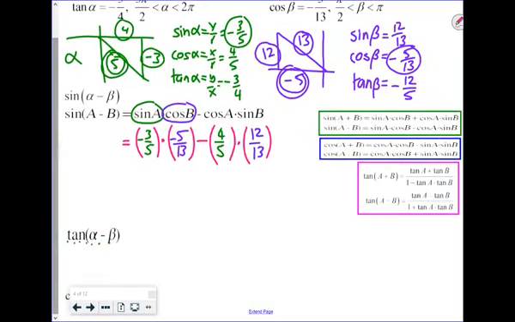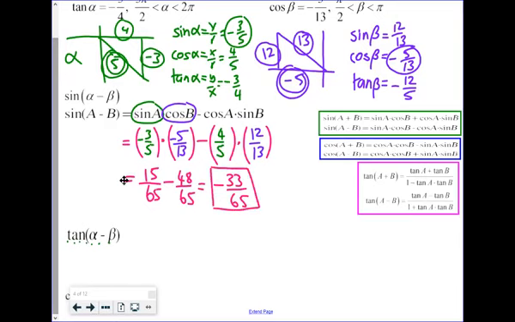A negative times a negative gives you a positive, 15/65. Minus 48/65. This one gives you negative 33/65. Okay? So that was that one.